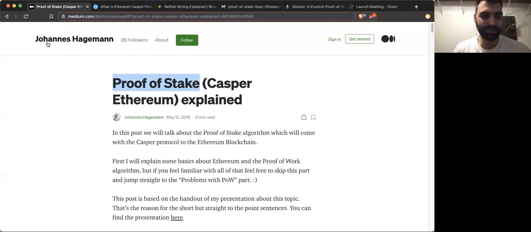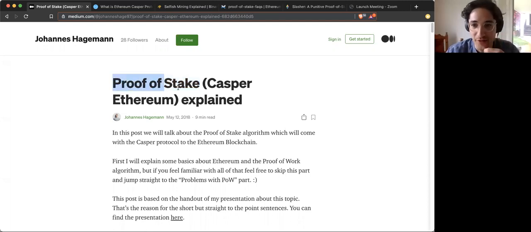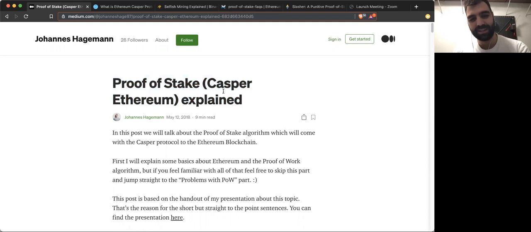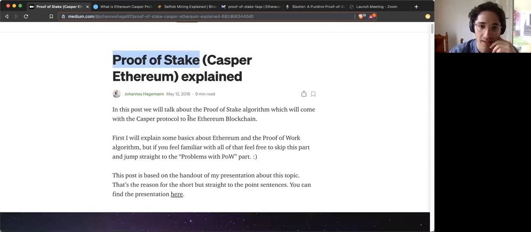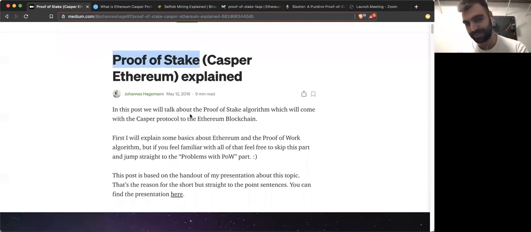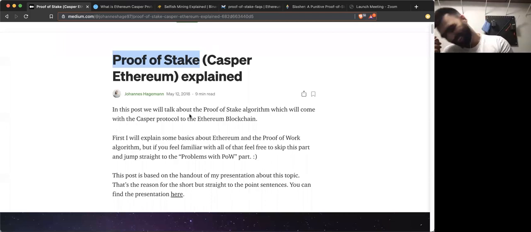This is a blog post by Johannes Hageman. I tweeted at him. Hopefully he'll reply one day. Although there's Casper Ethereum in the title, I'm not sure how specifically this is linked to Ethereum. I think this just gives some high-level features of how proof of stake works. But he talks about the different proof of stake implementations, no? Yeah, but I don't think he gets into the general specifics of them.